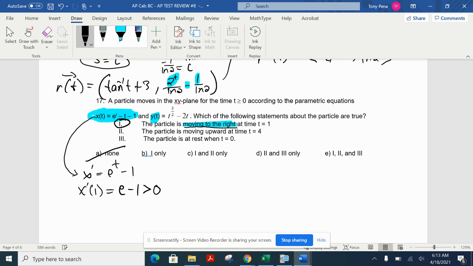So we can get rid of A, we can get rid of D, and we now know it's B, C, or E. If we're moving upwards, that's our vertical position only. So what that would mean is we're going to take our y position, and if we're moving upwards, that means our y position is increasing. So that would have to mean our derivative of y, so 3 halves t to the 1 half minus a 2, would have to be positive at the time of 4.